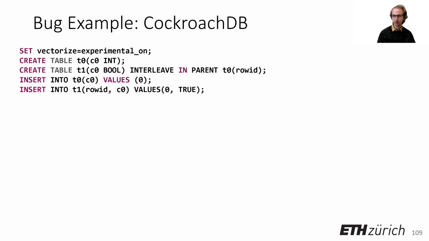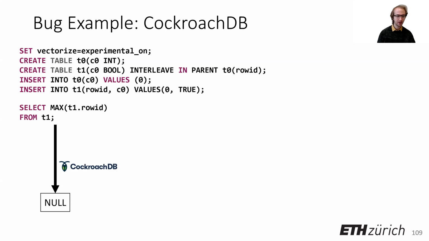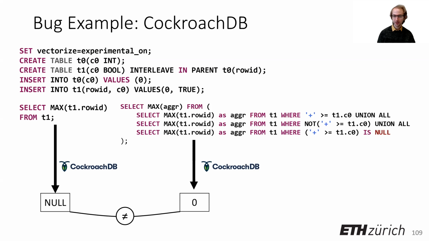I want to show this on a concrete example of a bug that we found in CockroachDB. So basically, if we send this max aggregate function query to CockroachDB, it returned null. And from this, we derived the partitioning queries where you can see that in the partitioning queries, we use the max aggregate function, and then again in the outer query, which implements the composition operator. And here, CockroachDB returned a single record with the value 0, which allowed us to finally report this bug because it didn't match the original query's result.